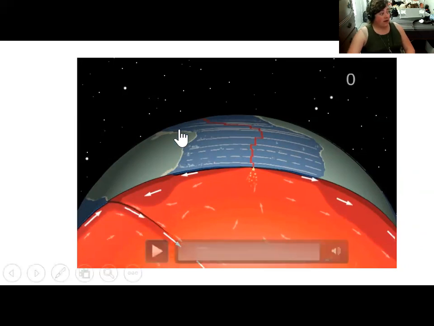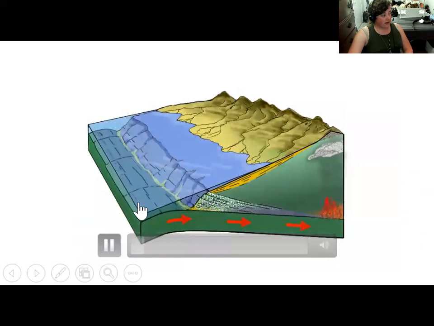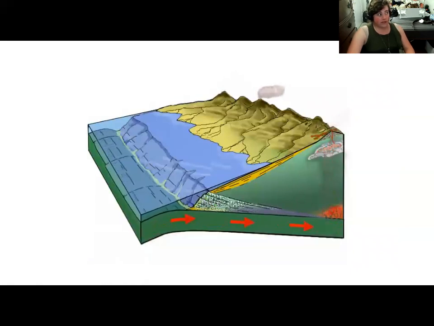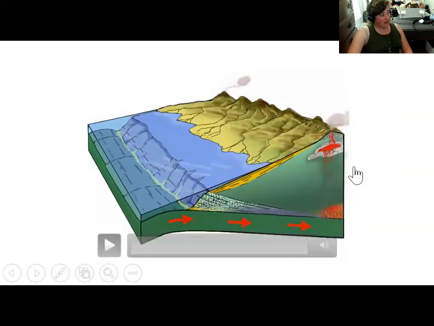I also have a close-up on the subduction zones here, and I like this animation because it might help you visualize some of the differences between different types of igneous rocks, or rocks that come from magma, which is something that comes up in this week's lab. A lot of volcanoes occur at subduction zones.